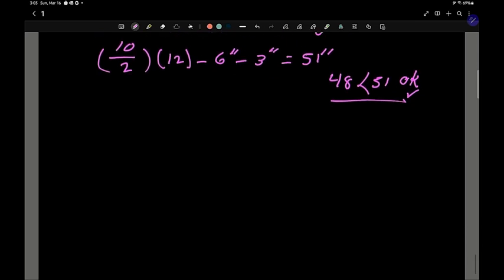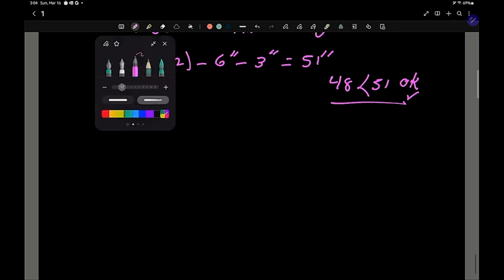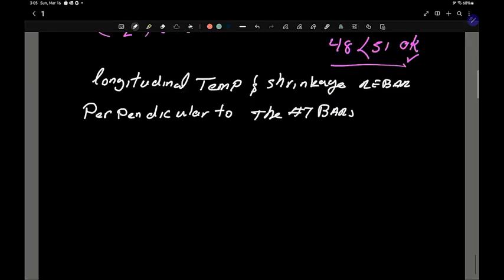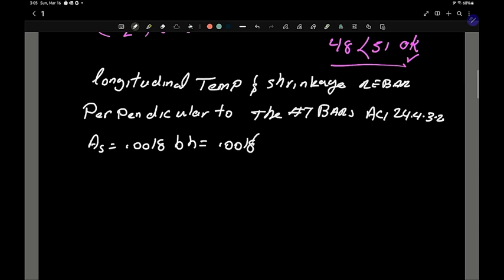The next thing we're going to do is calculate the longitudinal temperature and shrinkage rebar perpendicular to the number 7 bar. And I think that's ACI 24.4.3.2. I showed it to you earlier on a PowerPoint, and I said the minimum area is 0.0018 times BH, which we already have done. That is 0.0018 times 12 times 20, and this is per 1 foot section.